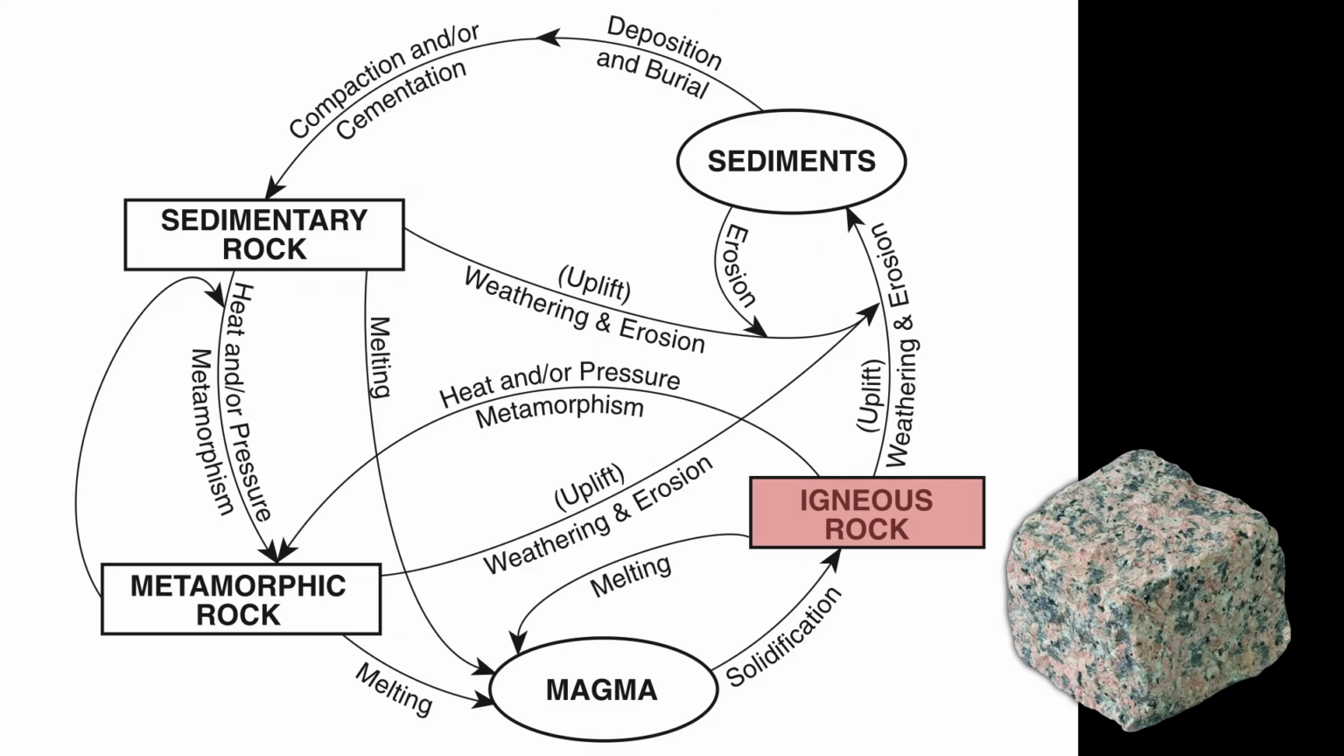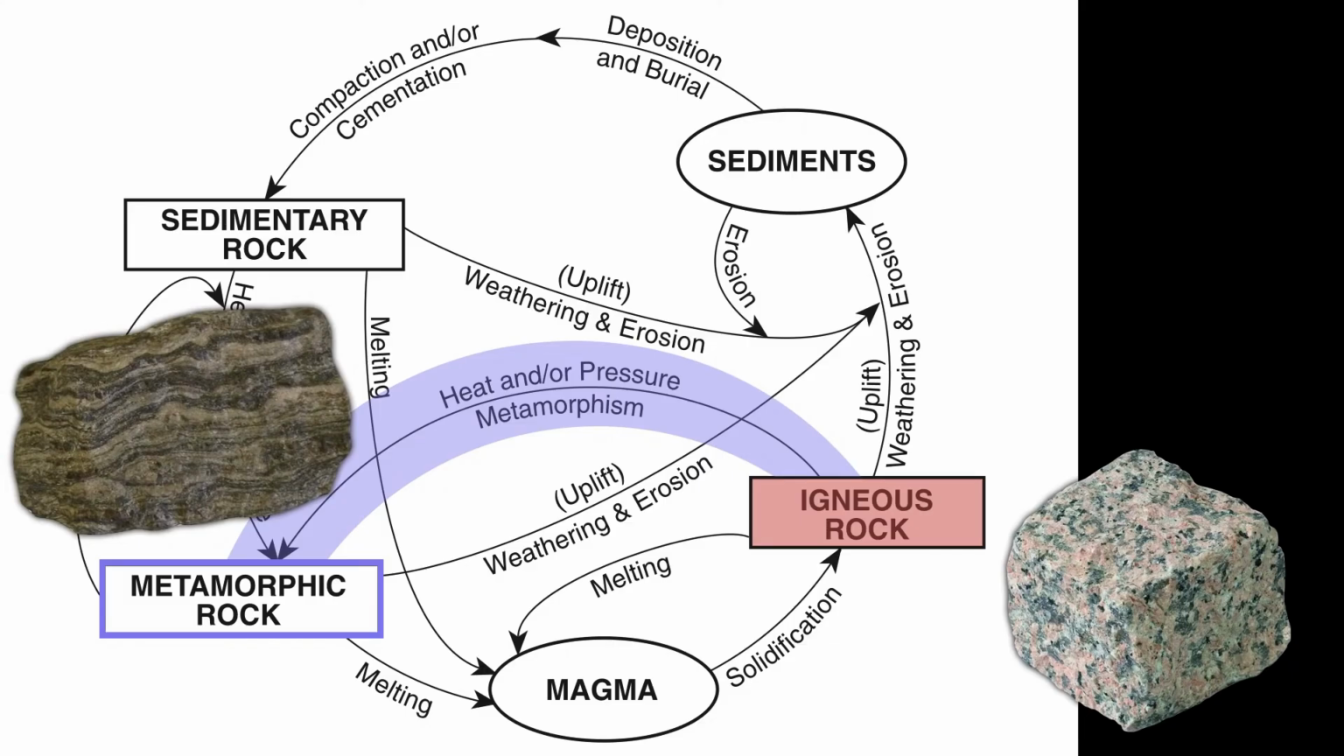What if it is pushed even deeper underground by the movement of Earth's tectonic plates, so it is exposed to intense heat and/or pressure, causing it to metamorphose or recrystallize into a metamorphic rock, like this piece of gneiss seen here? So with the simple addition of some heat and pressure, we've turned our igneous rock into a metamorphic rock.